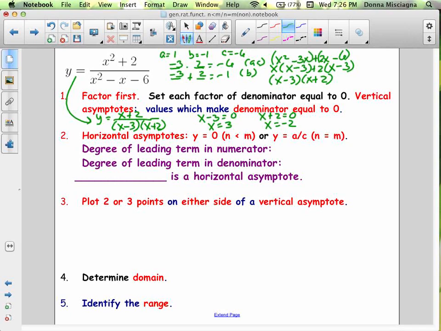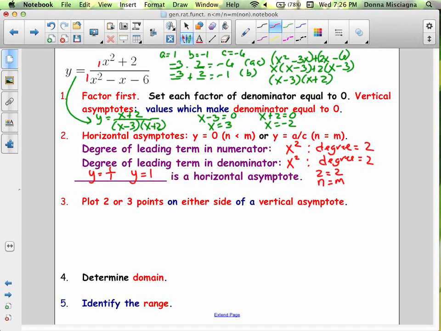Let's find the horizontal asymptote. The leading term in the numerator is x squared, that is degree 2. In the denominator, the leading term is x squared. The leading term is always the term with the largest exponent. And again, that is degree 2, the same as the numerator. All right, so 2 equals 2. They have the exact same degree. And if I didn't say it, by the way, this is in your notes, this is going to be the ratio of the coefficients. There's no coefficient there, so it's understood that they are both 1, which means the horizontal asymptote is 1.